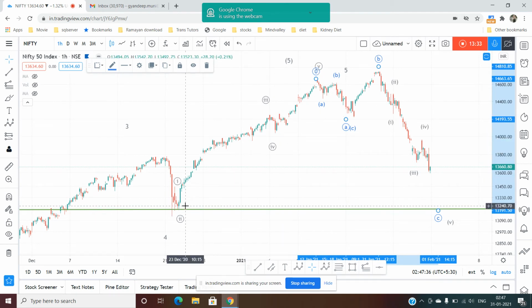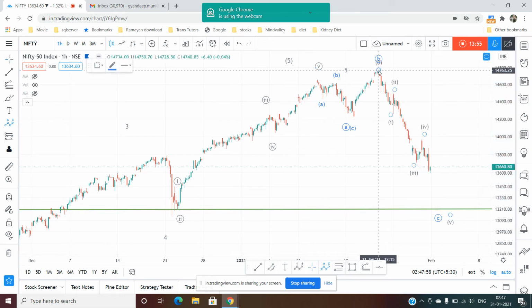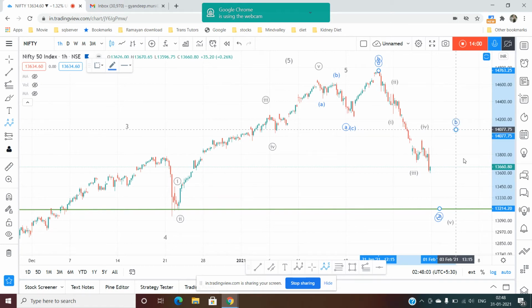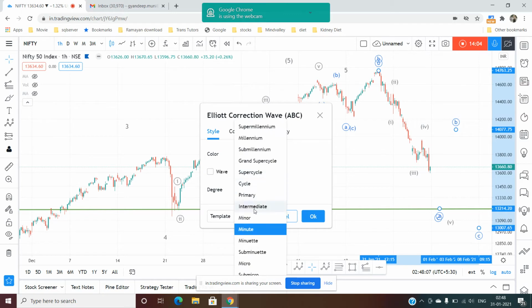Now the alternate count can be a fifth wave, this can be 1, 2, 3, 4, and 5. And this can be totally an A wave, and then we can get a B wave, and then we can get a C wave, and that would be higher.